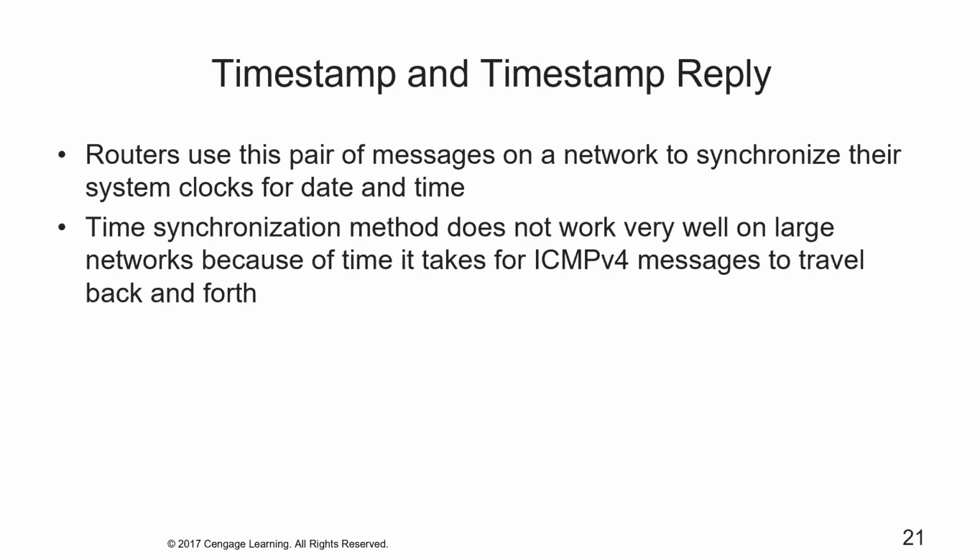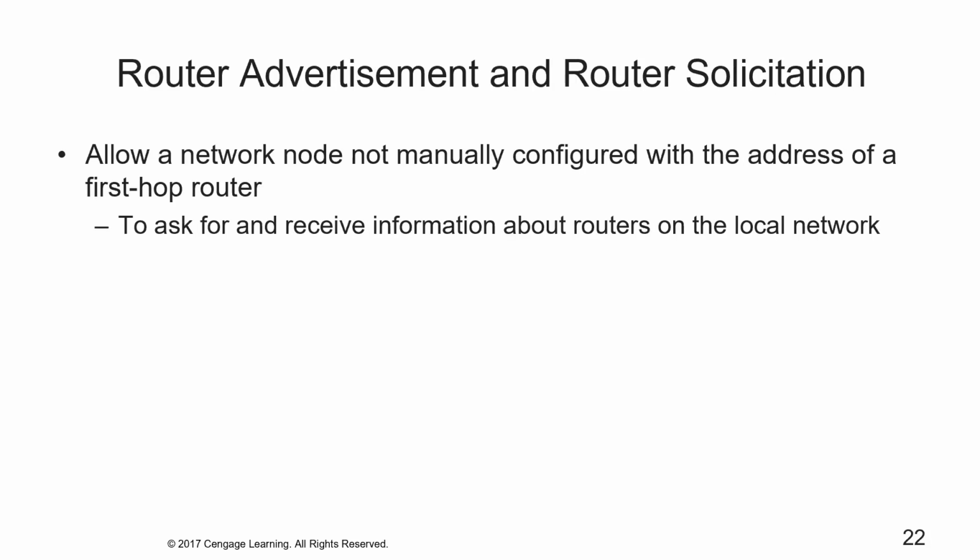Timestamp and timestamp reply. Routers use this pair of messages on a network to sync their system clocks for date and time. Time synchronization does not work very well in large networks because of the time it takes for ICMPv4 messages to travel back and forth. So the delay itself causes issues, which is pretty funny considering it is a timestamp message in order to sync time. But router advertisement and router solicitation allow a network node that isn't manually configured with the address of a first hop router to ask and receive information about routers on the local network.